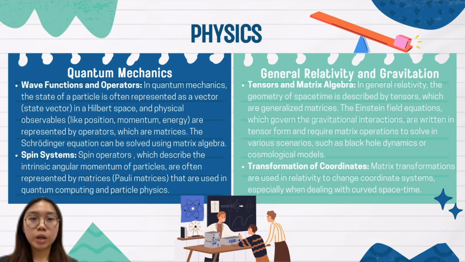Lastly, for transformations of coordinates, matrix transformations are used in relativity to change coordinate systems, especially when dealing with curved space-time.